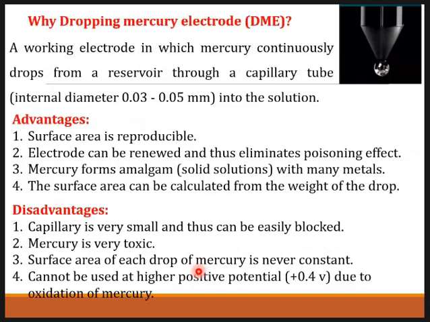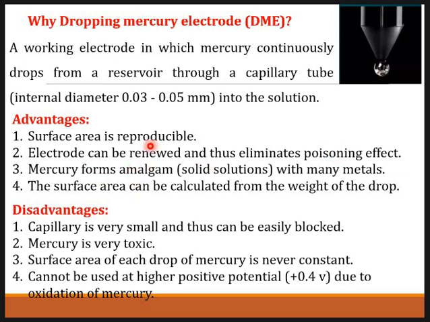In the working electrode, the mercury continuously drops from the reservoir through the capillary tube into the cell. Then why is the DME selected in polarography? Because the surface area is reproducible, that is, at each and every drop a new surface area is created. The electrode can be renewed, and it thus eliminates the poisoning effect.